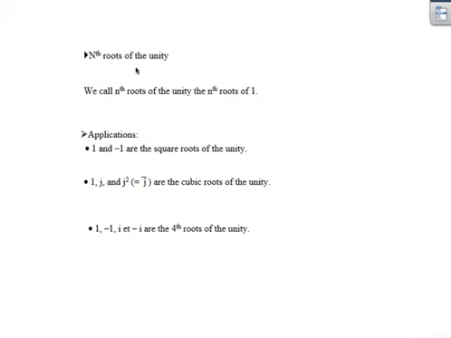Nth roots of unity, we mean by unity 1. 1 and minus 1 are square roots of 1, because 1 squared and minus 1 squared give 1. 1, j and j bar are the cubic roots of 1, as shown in the activity. j is minus half plus i radical 3 over 2. 1, minus 1, i, minus i are the fourth roots of 1. It means when we raise them to the power 4, we get 1.